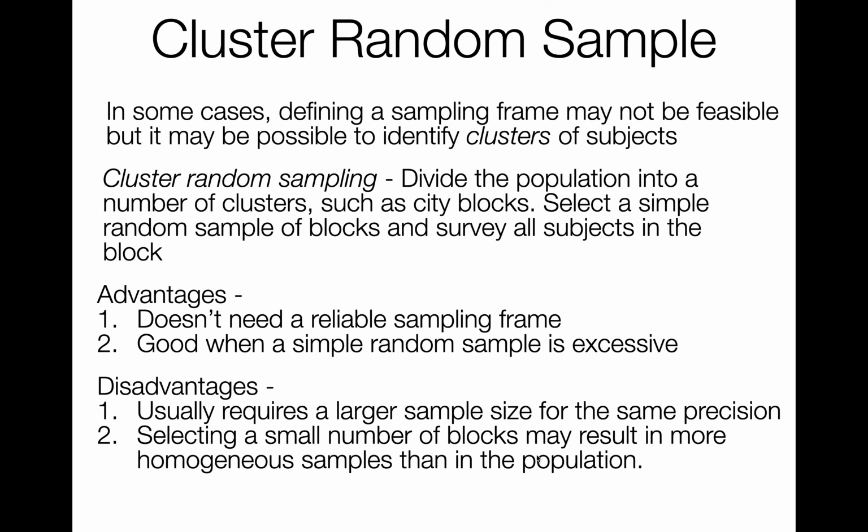And selecting a small number of blocks may result in more homogeneous samples than in the population. So this is an important point, okay? What it says is if I only have a small number of blocks and I sample those, it may not be representative of the whole population.